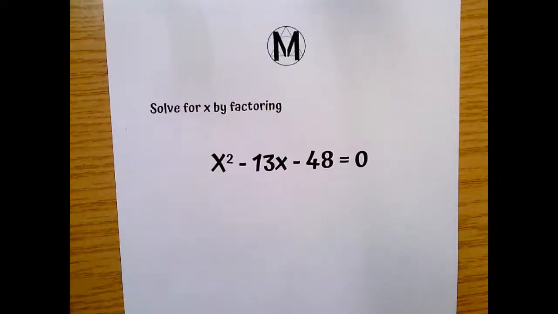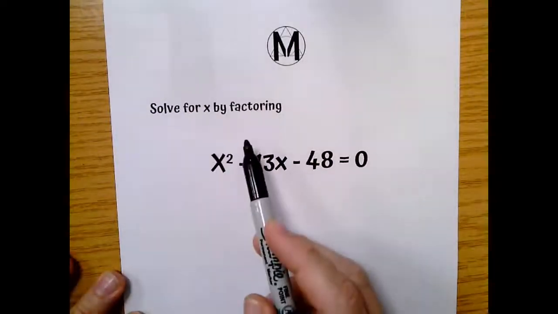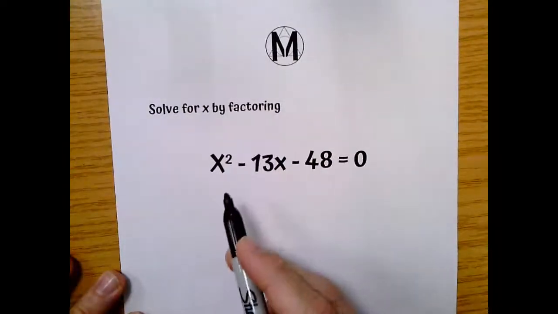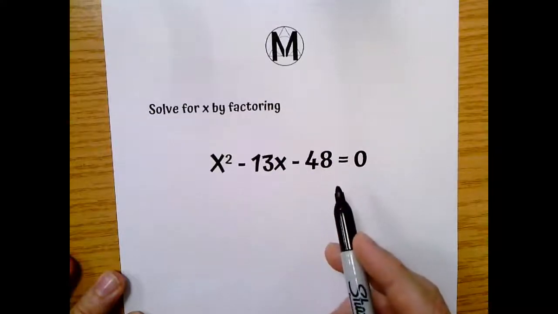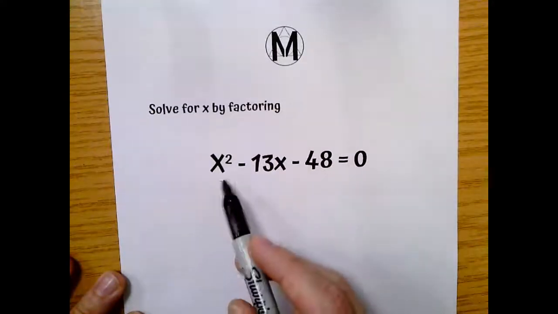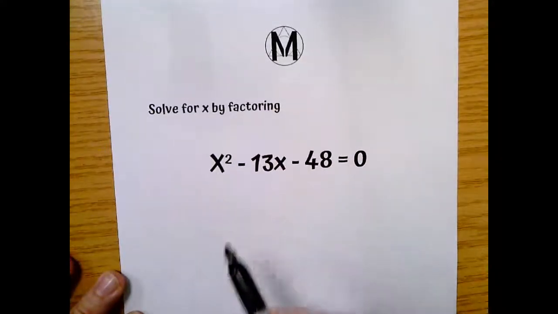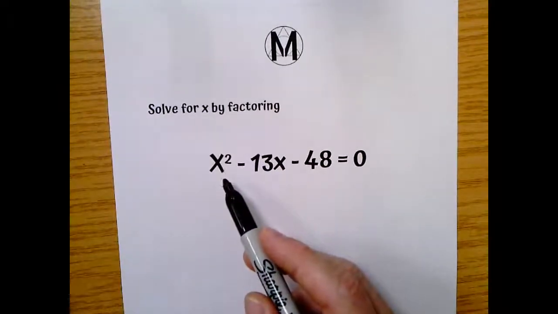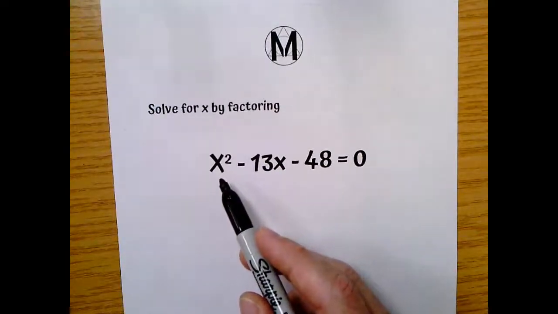Alright, let's do some Mathity-Math. So it says here, solve for x by factoring. And what we see here is we have a quadratic. Now we know it's a quadratic because it is a second degree polynomial. That means the highest exponent is a 2. So this is a quadratic.